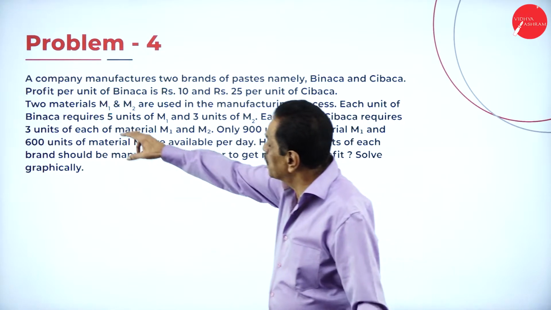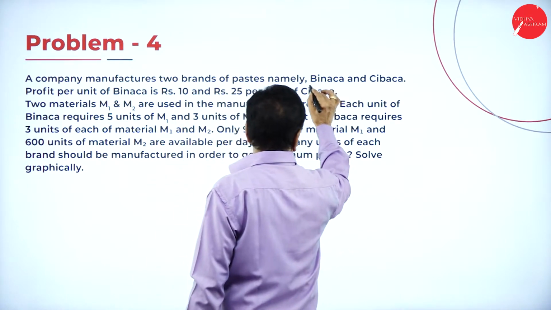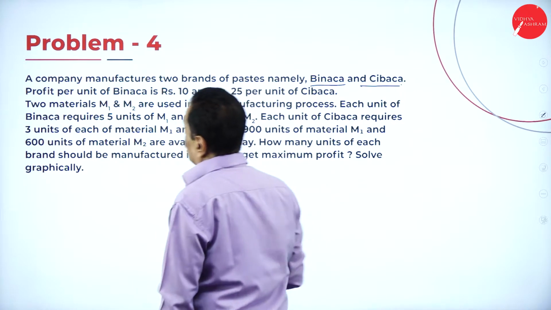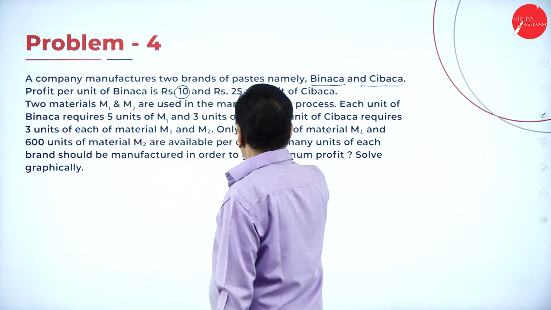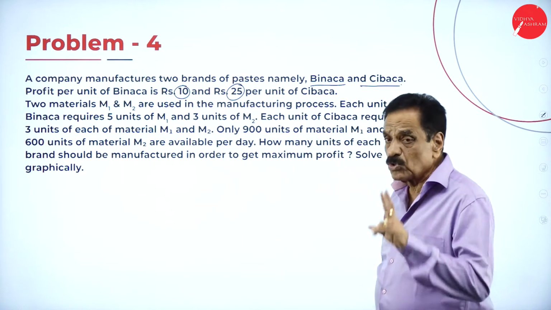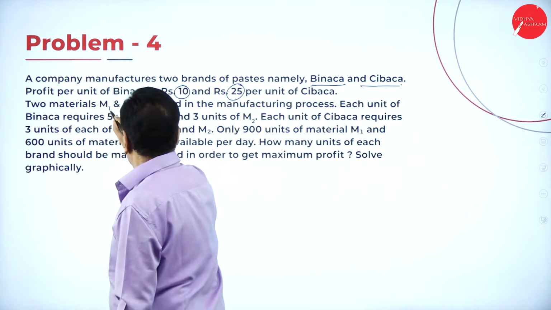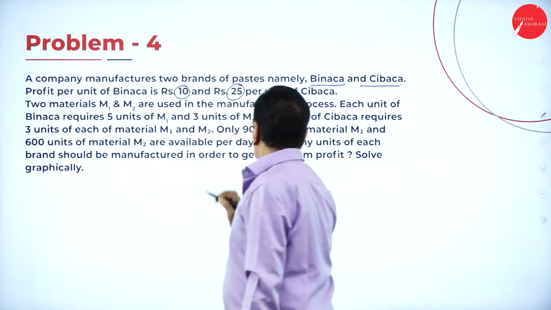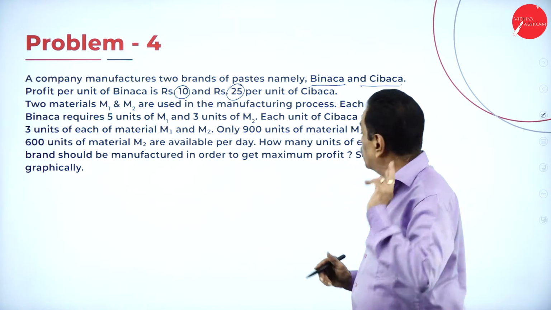So this is a problem. A company manufactures 2 brands of paste, namely Binaca and Sibaka. Profit per unit of Binaca is 10 rupees and 25 rupees per unit for Sibaka. So the 2 products are Binaca and Sibaka. 2 materials M1 and M2 are used in the manufacturing process.